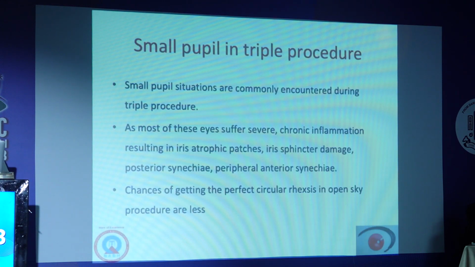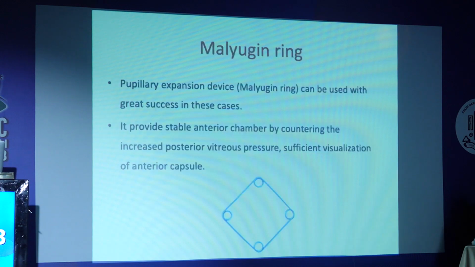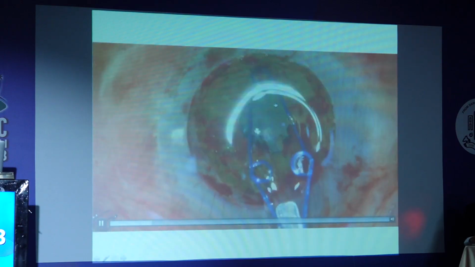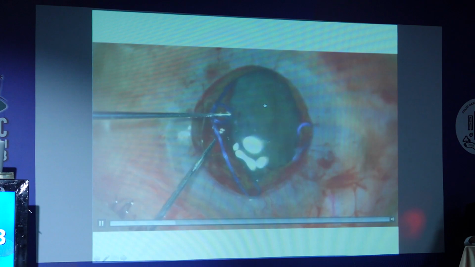This is another aspect, I'll take 1 minute. Another aspect of triple procedure is the small pupil, because most of these patients have inflammation preoperatively, sphincter damage, synechiae. So in these cases, Malugin rings work very well. Like in cataract surgeries, you can see this case, brown cataract, non-dilating pupil, just put the Malugin ring.